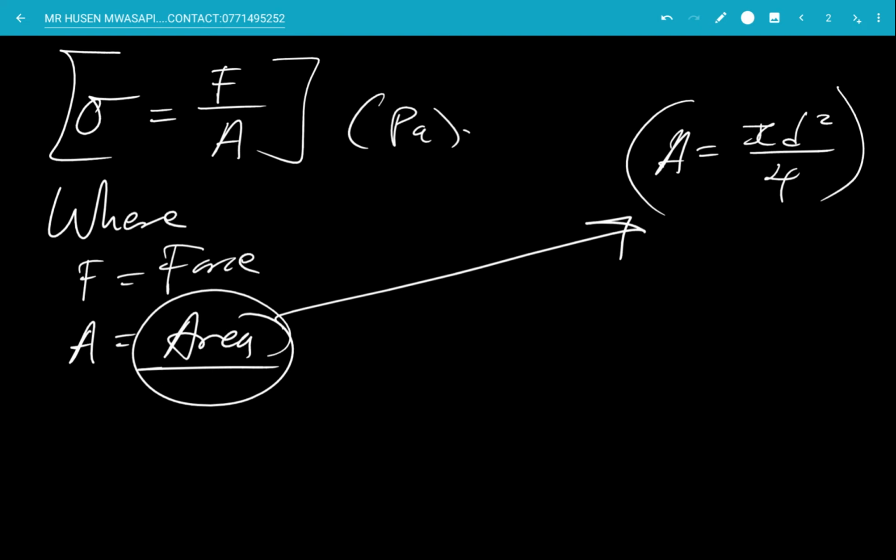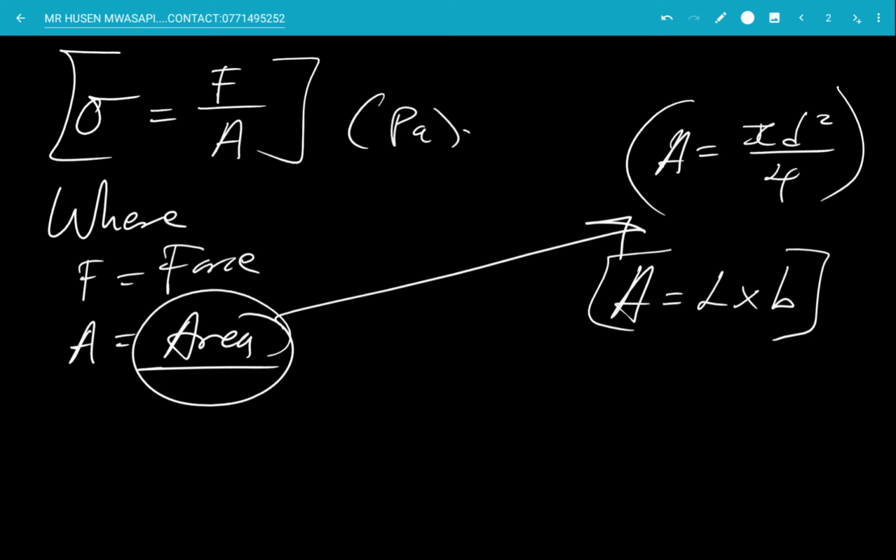That is if they say that the material is cylindrical, because if you apply a force on the surface area of a cylindrical material, then the area will be equivalent to pi d squared over 4. But if the material at hand is a rectangular or square material, then the area will be equivalent to L times B, which will just be LB. Don't forget this. Very important.